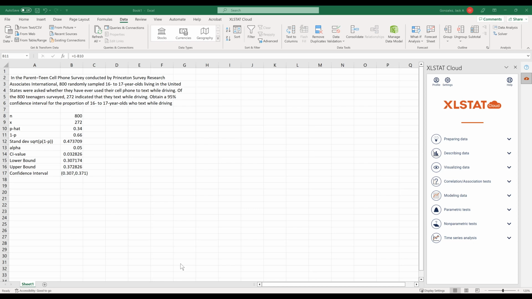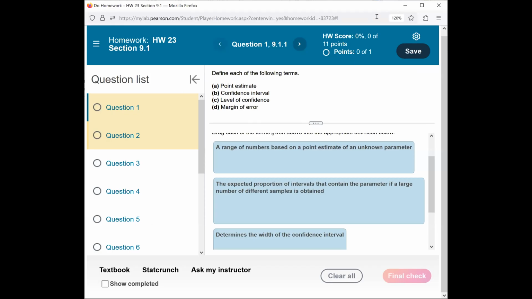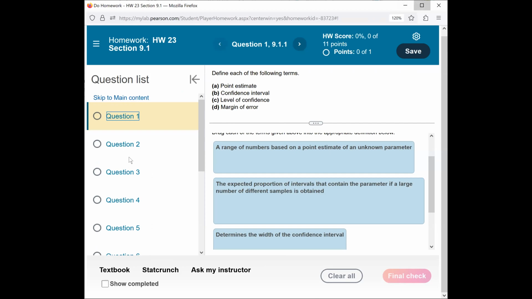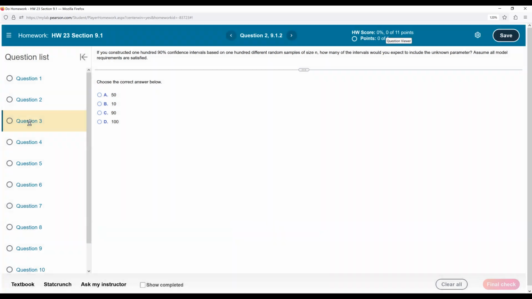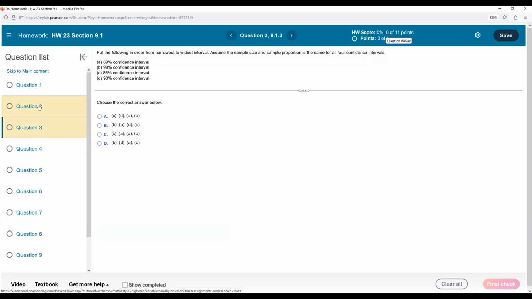But first, let's look at the homework, see if I missed anything. Okay, let's see. So the first few are definitions, no big deal. Okay, put the following in order.